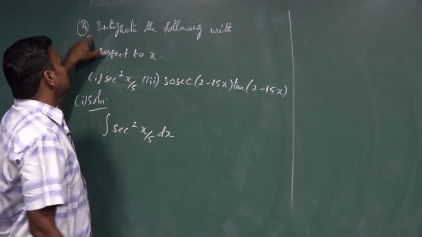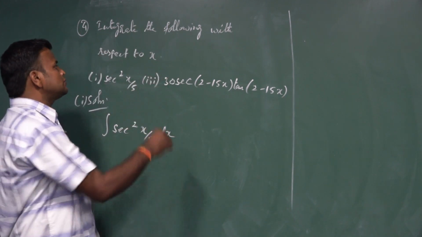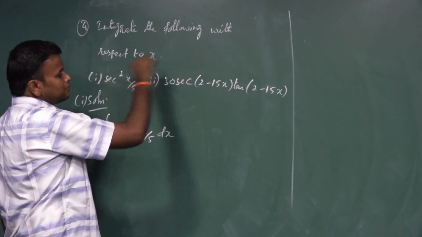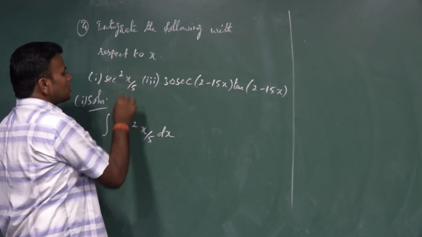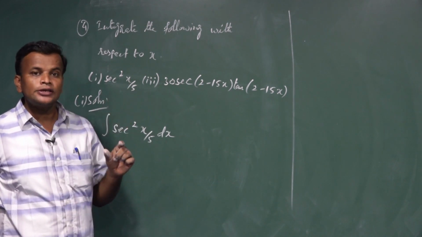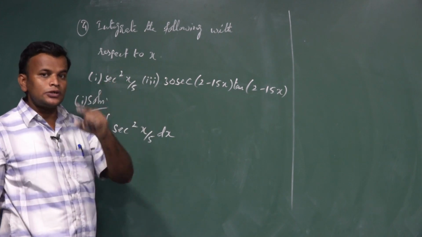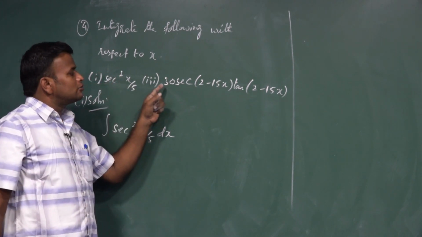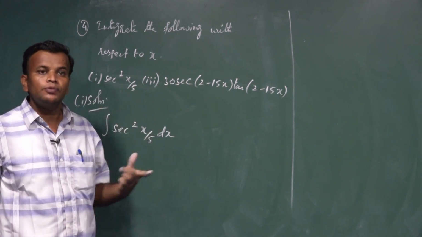And next, the fourth one: integrate the following with respect to x. Already we saw how to integrate the same term with respect to x. Secant square of x by 5, and the second subdivision is the same model sum we already did in the previous question, so you try. The third subdivision: 30 secant of (2 minus 15x) into tan of (2 minus 15x).